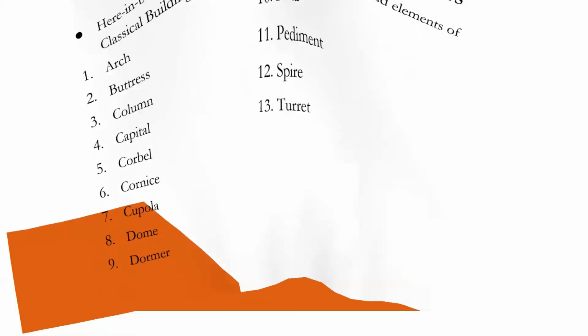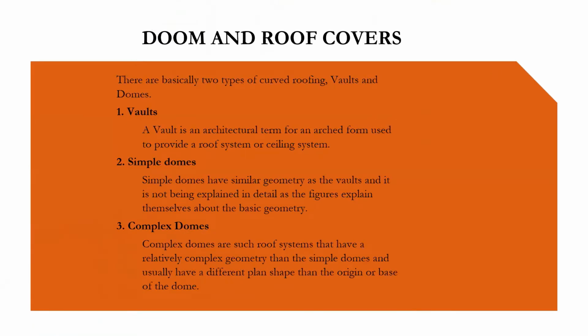Next, dome and roof covers. There are basically two types of curved roofing, folds and domes. Folds. A fold is an architectural term for an arch form used to provide a roof system or ceiling system.